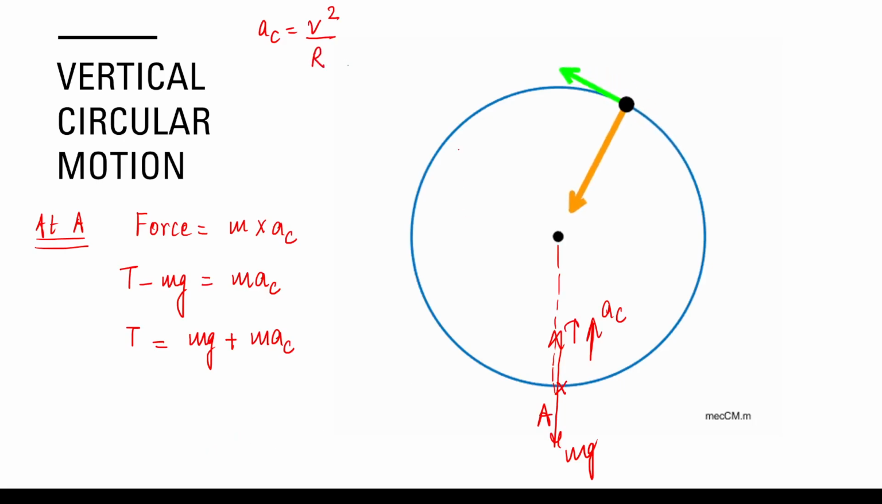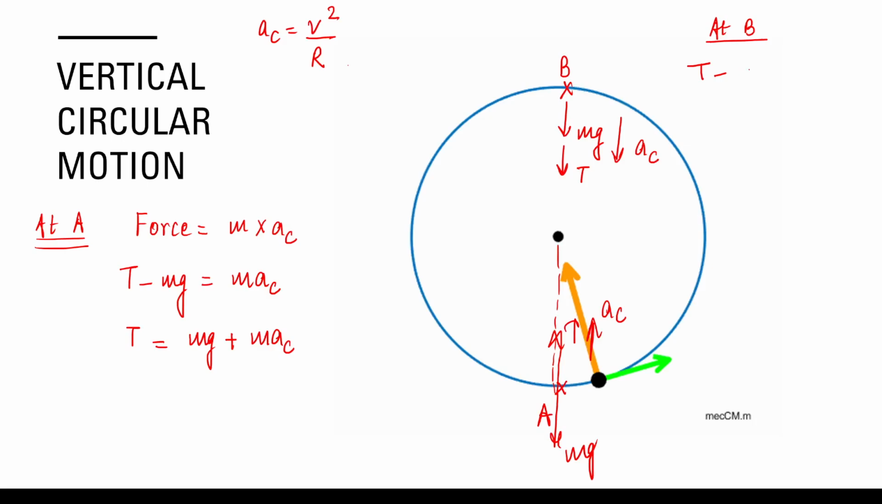Now, when the string is at the highest position, somewhere here, mg is acting downwards, tension is also acting downwards, and centripetal acceleration is also downwards. So at point B, what are the forces acting? The forces acting will be T plus mg, because they both are in the same direction, so you add them to provide the necessary centripetal force. So my tension here would be m a_c minus mg.